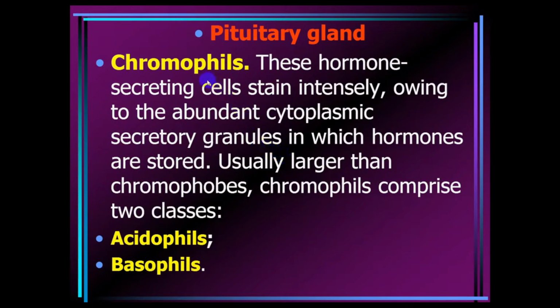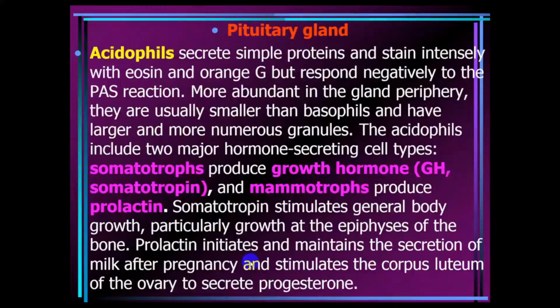Chromophils are hormone-secreting cells, and they stain intensely, but not the cytoplasm of the cell. In the cytoplasm are secretory granules in which hormones are stored, and these granules stain in different colors after hematoxylin staining. We can distinguish two classes of cells with granules: acidophils, cells which have pink or red granules in the cytoplasm, and basophils, cells which have blue colored granules in the cytoplasm.